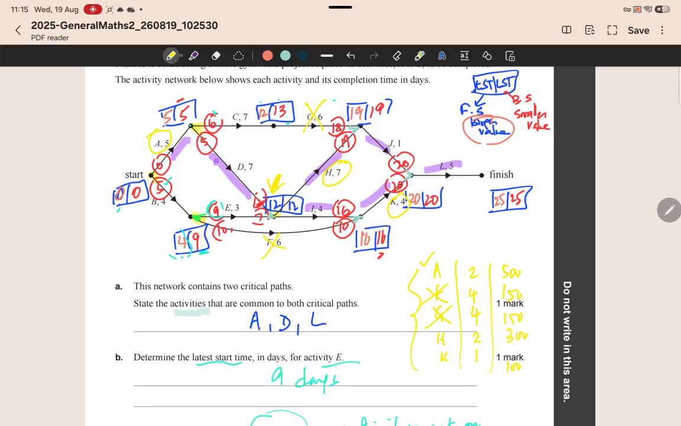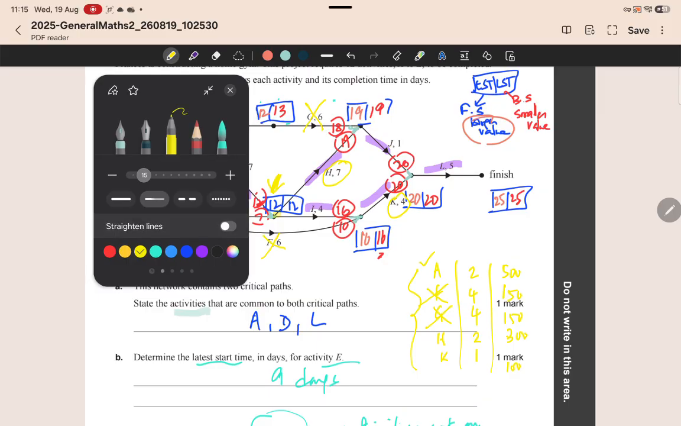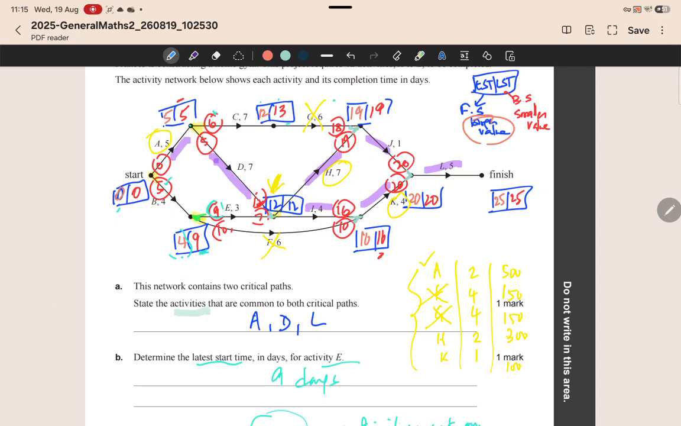So let's say I reduce A to 3, maximum reduction possible. Then 0 plus 3 is 3. Going along D, 3 plus 7 is 10. So originally it was 12, now it's 10.